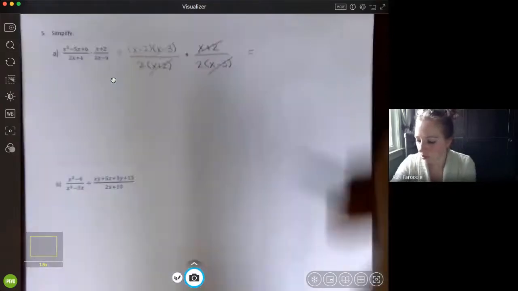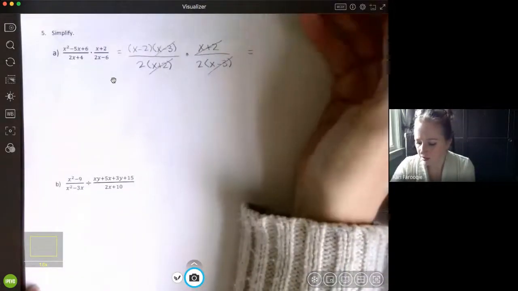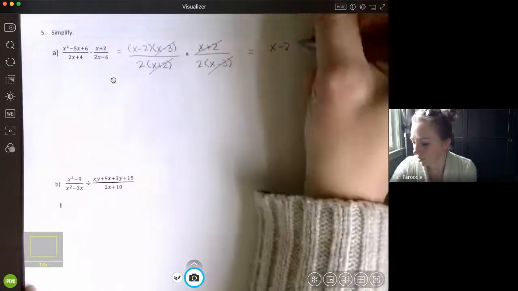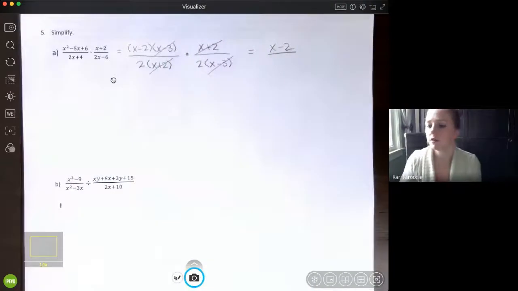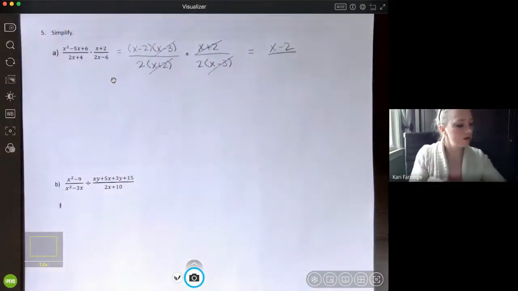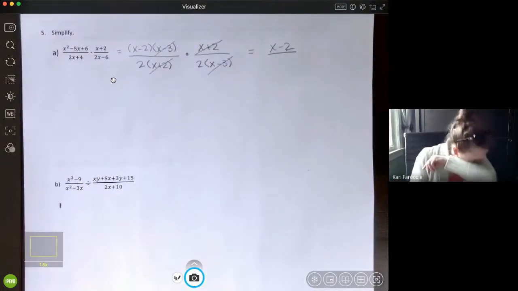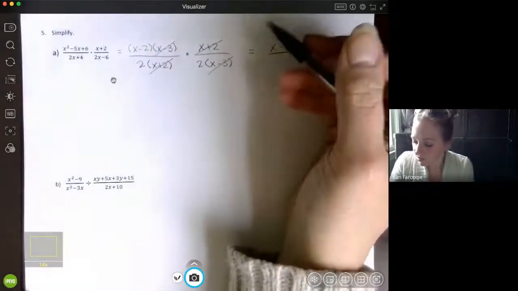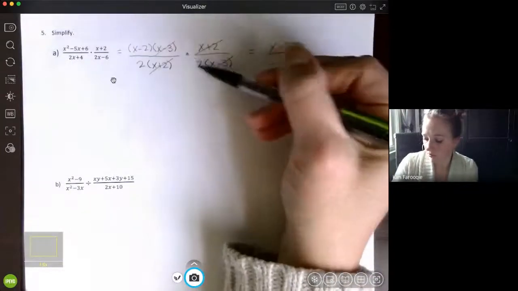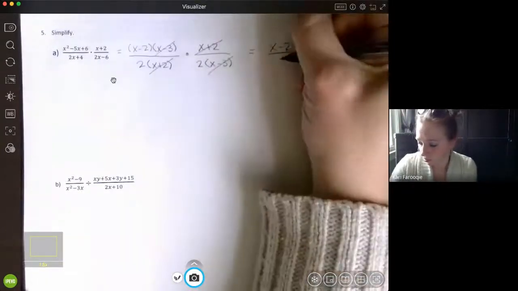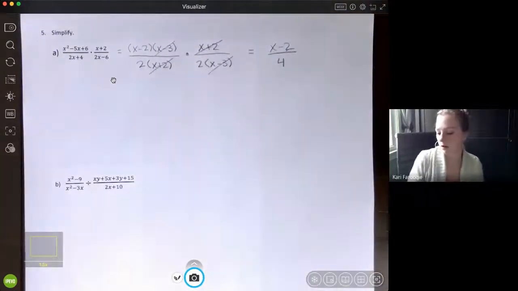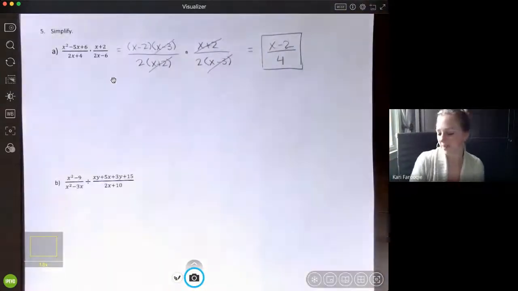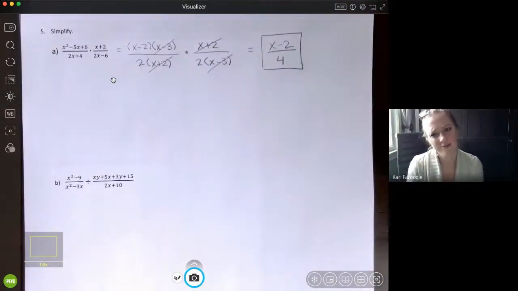So go ahead and multiply across. The only factor you have remaining in the numerator that is not 1 is x minus 2. In the denominator, the factors you have left are just 2 factors of 2, and 2 times 2 is 4. And that is it. Any questions on A? You two?